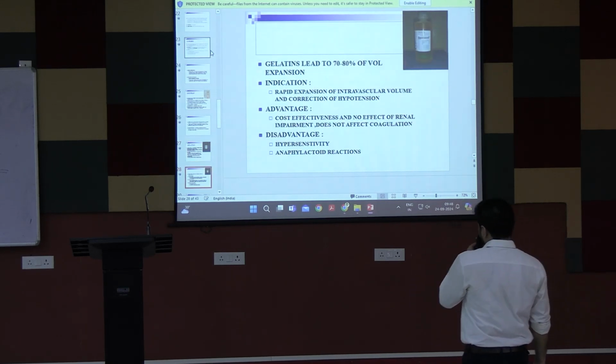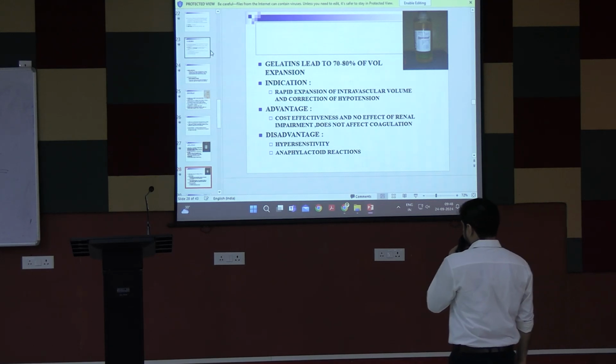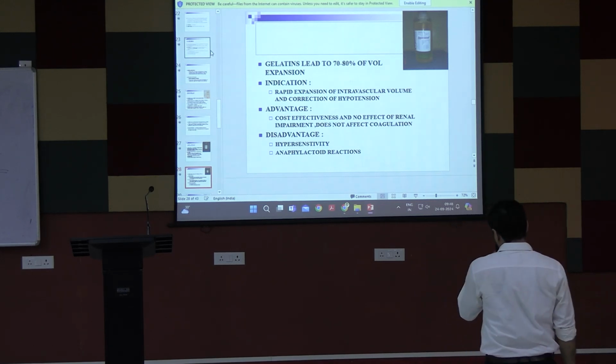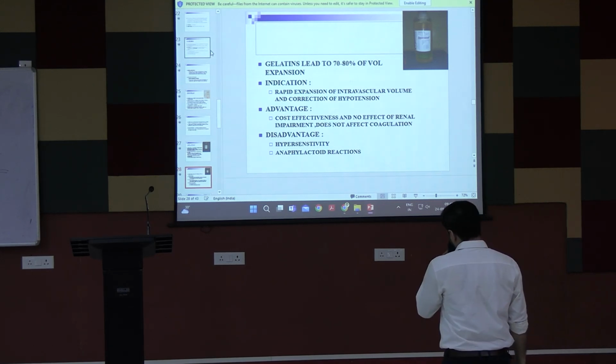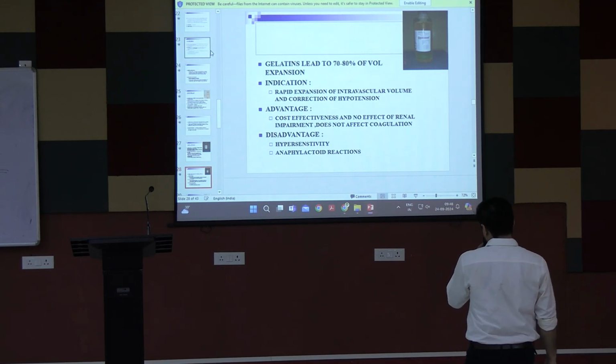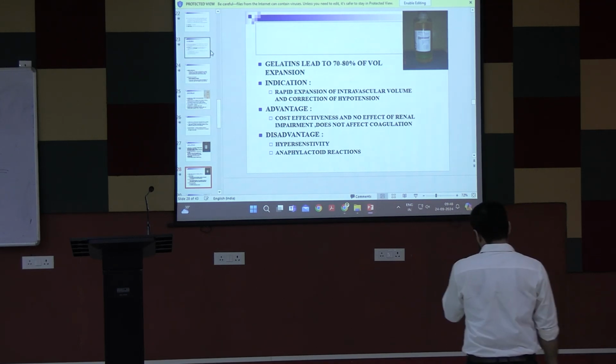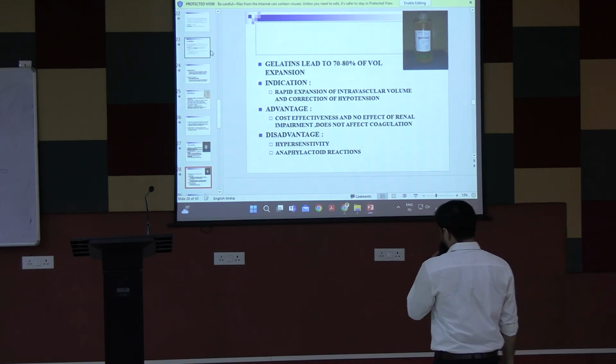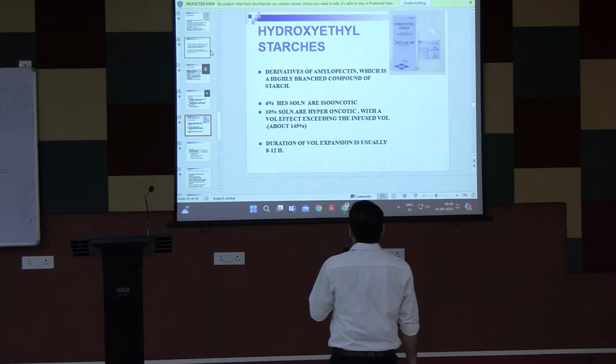Gelatin leads to 78% volume expansion, indicating rapid expansion of intravascular volume and correction of hypotension. Advantage: cost effectiveness, no effect of renal impairment, does not affect coagulation. Disadvantage: hypersensitivity and anaphylactic reaction.